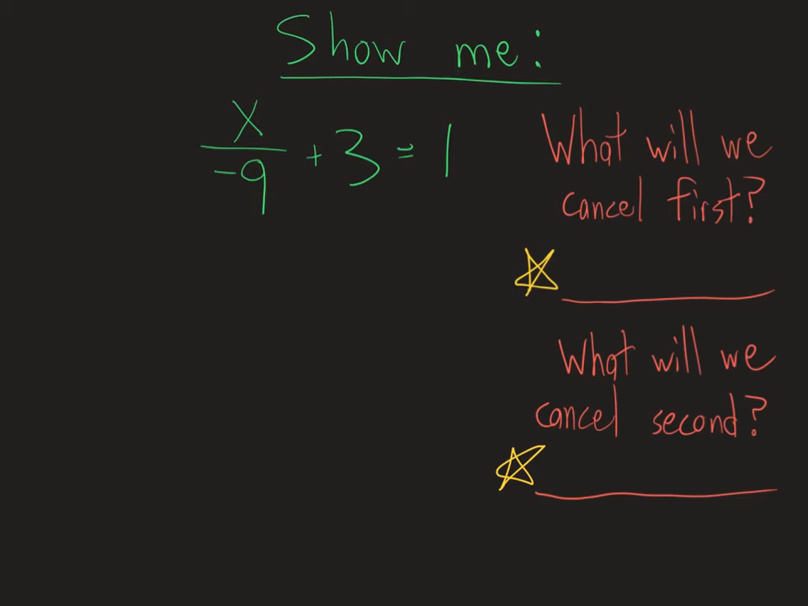Okay, remember PEMDAS tells us the add subtract term first. That's that guy right there. So we're going to cancel off the +3 first. What are we going to cancel second? Any multiply or divide term. Let's reverse PEMDAS. So we're going to cancel off the -9 second because that's a multiply divide. All right.